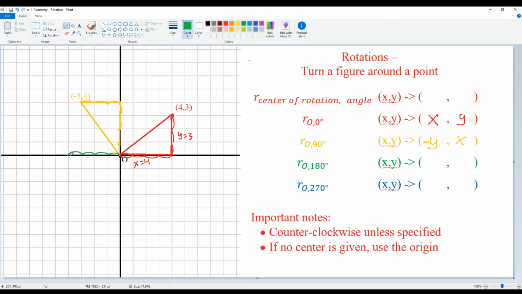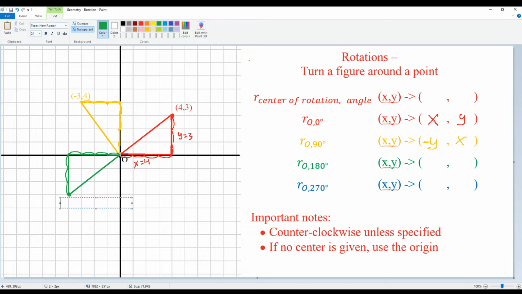And then now I need to go down 1, 2, 3, because I want to be over here in this quadrant. So my new coordinate is down here. Now I went -4, -3.